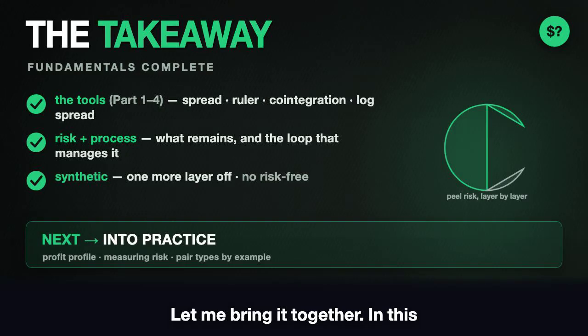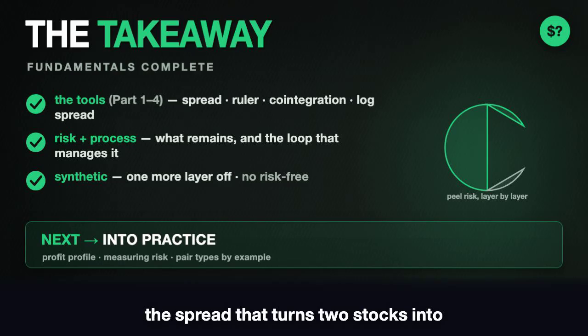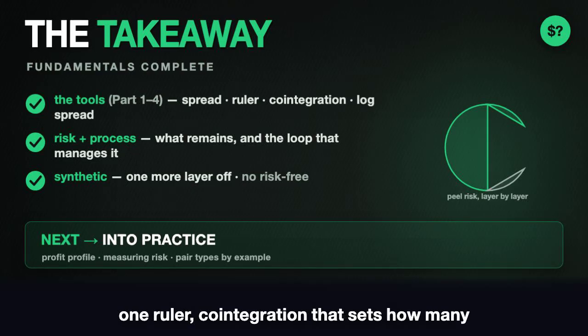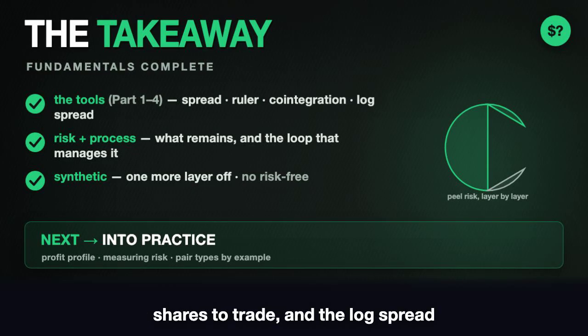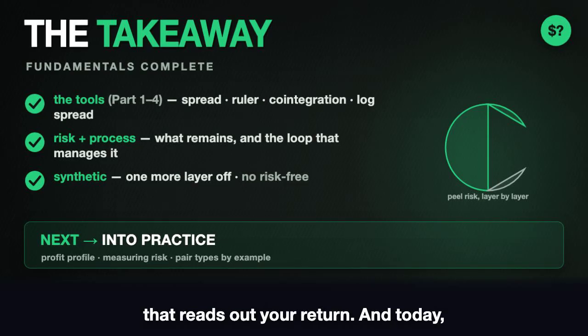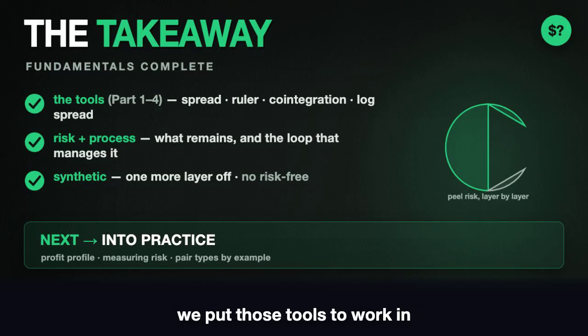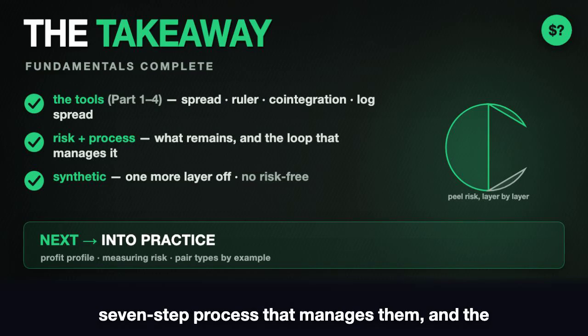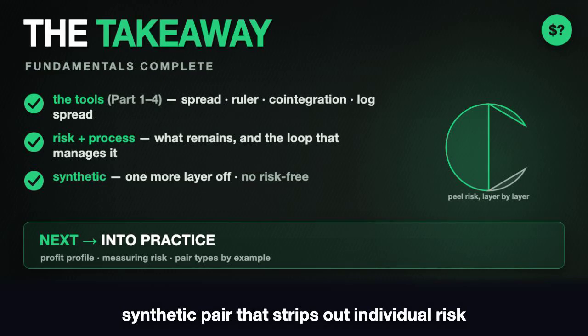Let me bring it together. In this series, we first built the tools: the spread that turns two stocks into one line, normalizing that puts them on one ruler, cointegration that sets how many shares to trade, and the log spread that reads out your return. And today, we put those tools to work in practice: the risks that remain, the 7-step process that manages them, and the synthetic pair that strips out individual risk too.